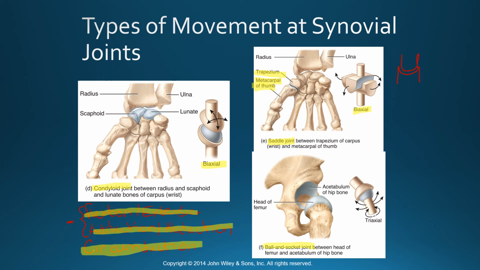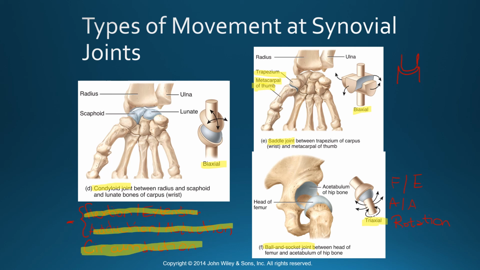A ball and socket joint consists of a ball-like surface of one bone. So you can see that right here, a ball-like surface fitting into the cup-like depression of the other bone. So these joints are going to be triaxial. Remember, that allows for movement around three axes. So we're going to have flexion and extension, abduction, adduction, and then also rotation. So around three axes there.